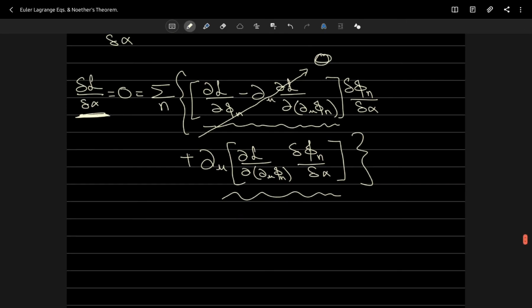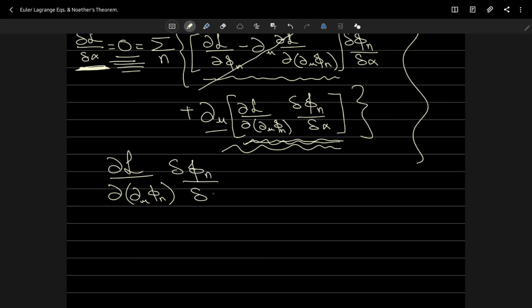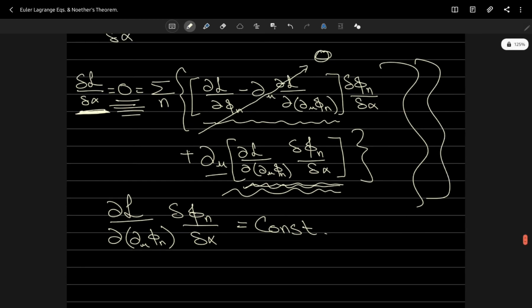But we also know that all of this thing is equal to 0. How can a derivative of something be equal to 0? Only if this something in this total derivative is equal to a constant, right? That is again from your elementary calculus. So if this thing over here is a constant, then the above equation is satisfied, right?